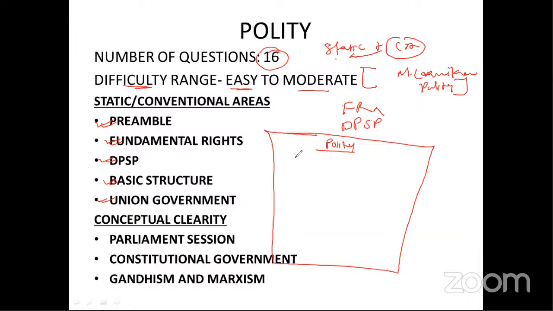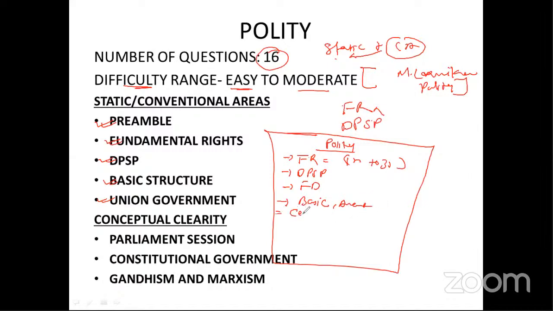So topics like fundamental rights, all articles from Article 12 to 35. You should know all articles. Fundamental rights, DPSP, fundamental duties, and then this is very important: basic structure. Last year I conducted a live session on basic structure where I discussed everything about it. There was a question again in the prelims exam. Basic structure, then amendment of the constitution. What is the procedure for amendment of the constitution?